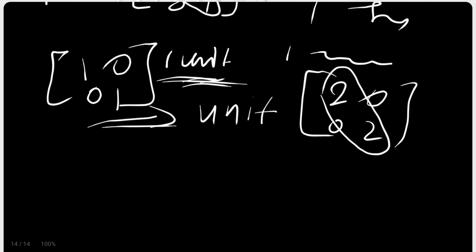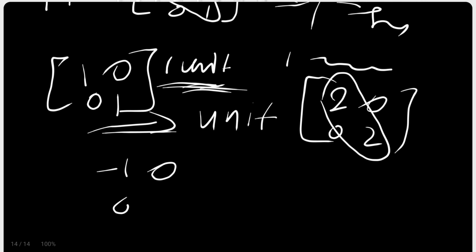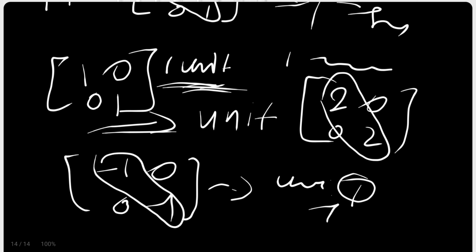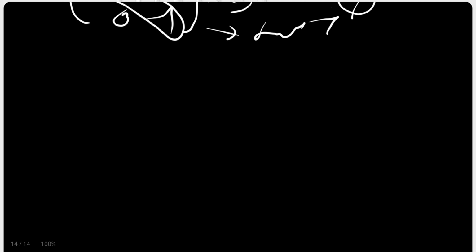Whenever you get 1 1, suppose this is minus 1 0 and 0 minus 1, can you say this is a unit matrix? No, it is not a unit matrix. This is not 1, it is minus 1. This is our scalar matrix. Is it clear? If you didn't understand, watch again.